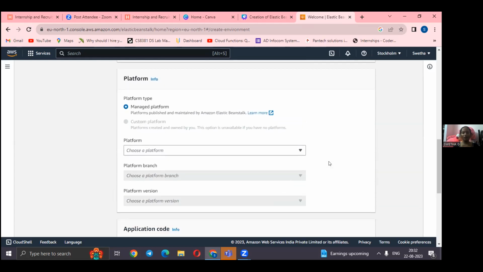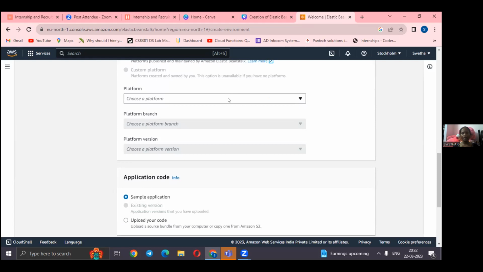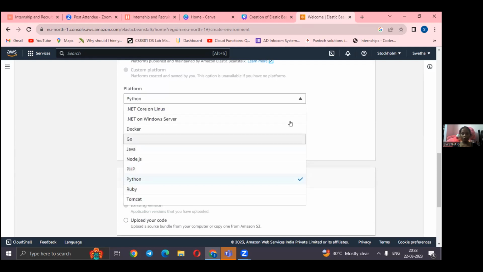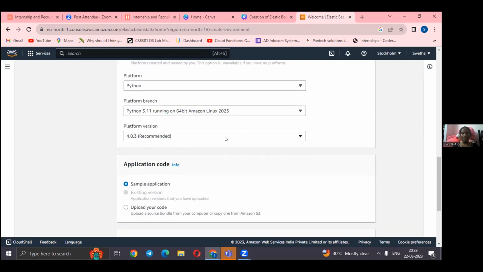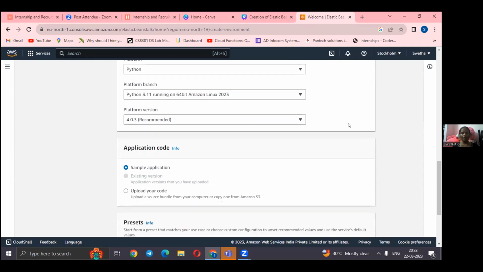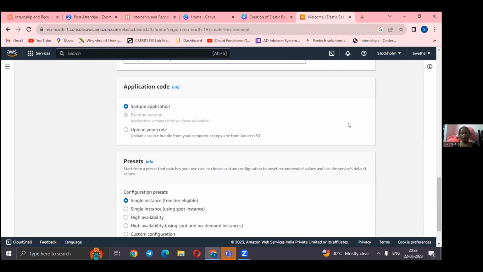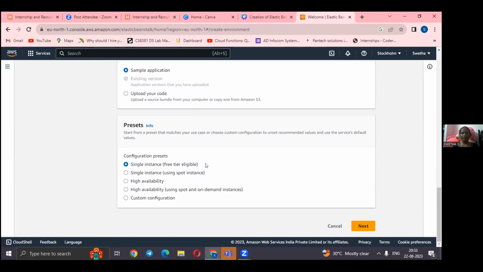In platform type, we have two platform types, managed platform type and custom platform type. Since I'm using a free trial account, my custom platform option is disabled, so I'm choosing the managed platform type. Under platform, I'm choosing Python. You can choose any language you want. This is the recommended version for Python. Then the application code. There are three types of application code: sample application, existing version, and upload your code. I'm just creating a sample application, so I'm clicking on sample application. Then the preset. Since I'm using a free trial account, I'm eligible only for single instance. Then click on next.